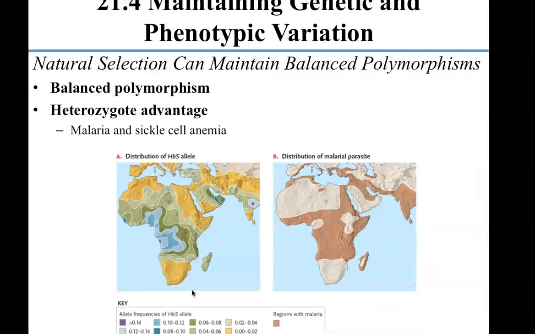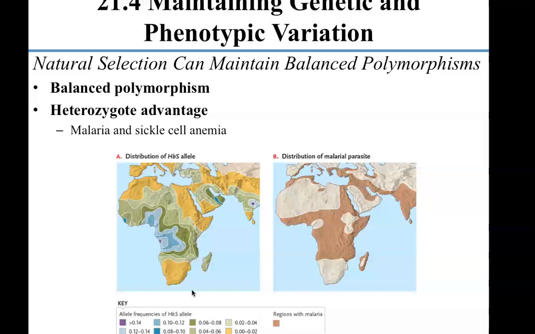Natural selection can maintain balanced polymorphisms. So you know what a polymorphism is. Sometimes natural selection just keeps different polymorphisms in balance. The book defines a balanced polymorphism as where two or more phenotypes are maintained in stable proportions over many generations.